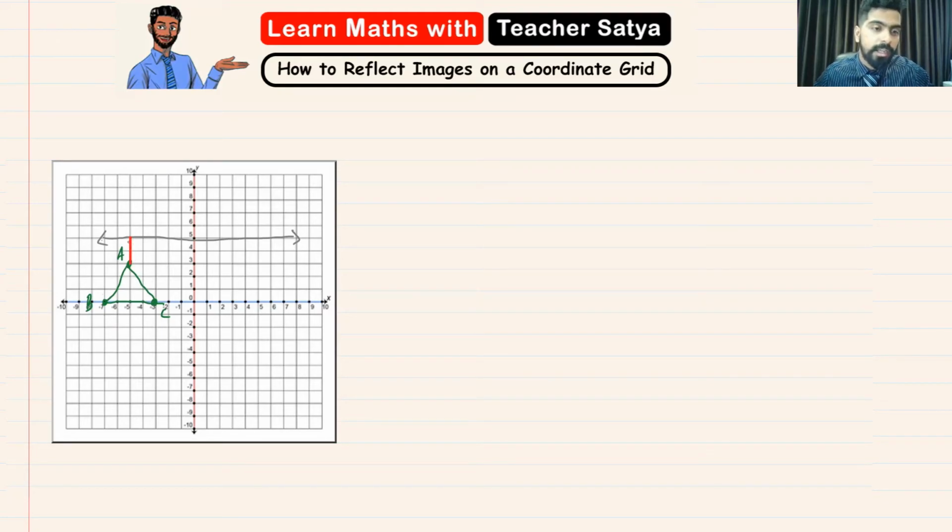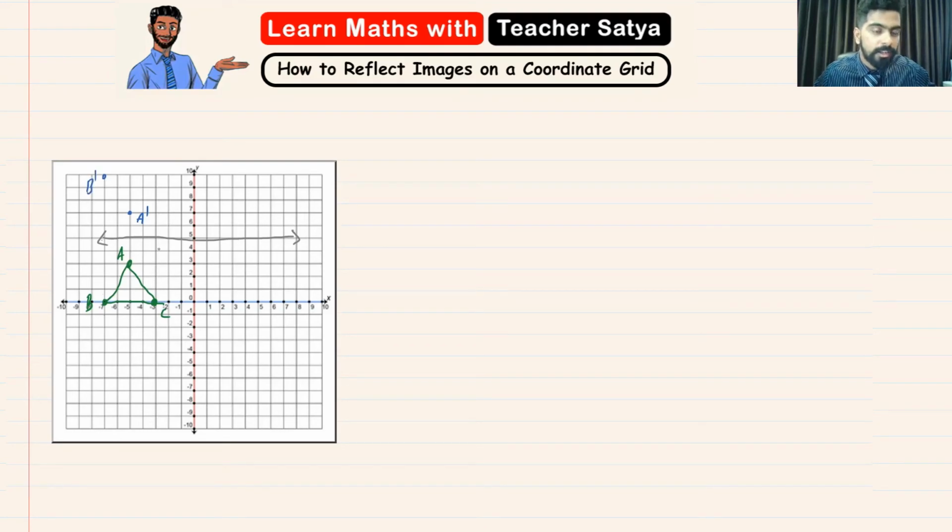So point A is 2 units down from the reflection line, so the reflection of it will go 2 units up. So this will be point A prime. All right guys, now B is 1, 2, 3, 4, 5 units down from the reflection line. So B prime will go 5 units up. So 1, 2, 3, 4, 5. So this one will be B prime.